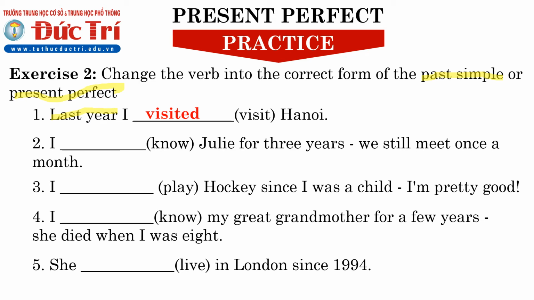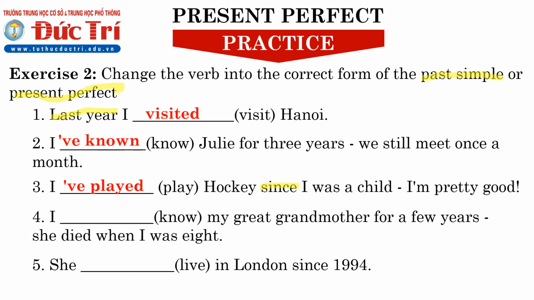Number 2. I Julie for 3 years. We still meet once a month. It means that now, until the present, we still meet once a month. So we're using the present perfect. Number 3. I hockey since I was a child. You look at the signal verb since, using the present perfect.